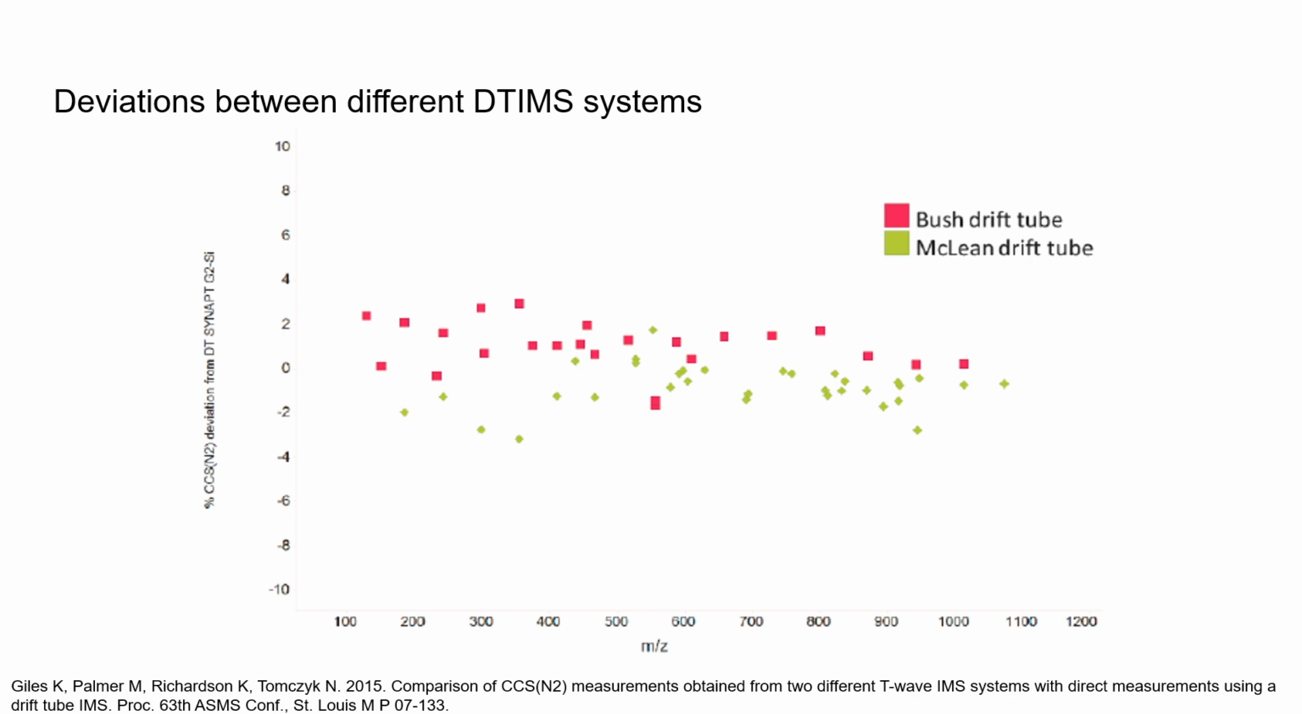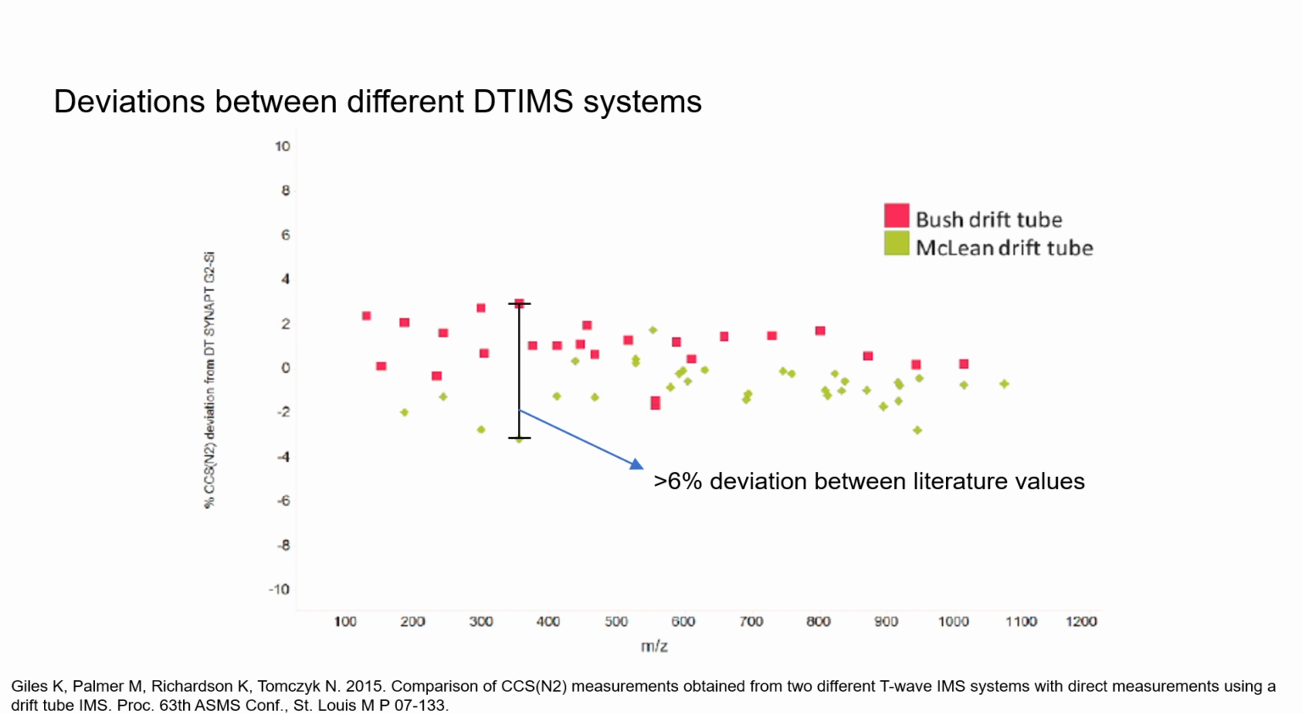Again, the modified drift tube Synapt is kept as a reference, and in red and green dots are the drift tube CCS from the literature. Here we can see that in some cases deviations extend to over 4%, even if we are considering the same technology, so the step field drift tube.